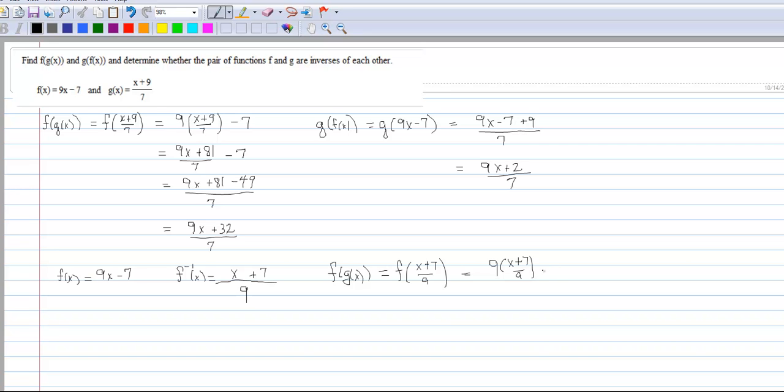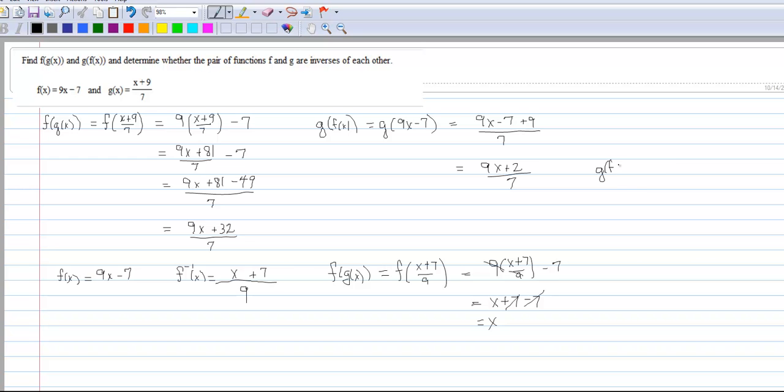And minus 7. Okay, now in the first term here we're multiplying by 9, so these are going to cancel, leaving me x plus 7 minus 7. These guys eliminate each other, leaves me just x. Now that's what inverse functions are supposed to do. So I could try it again, it has to work both ways.